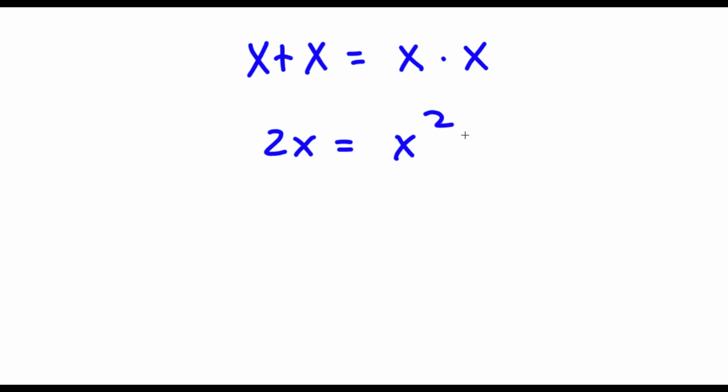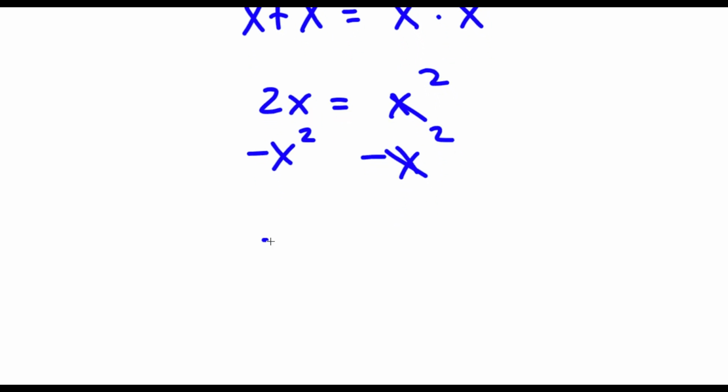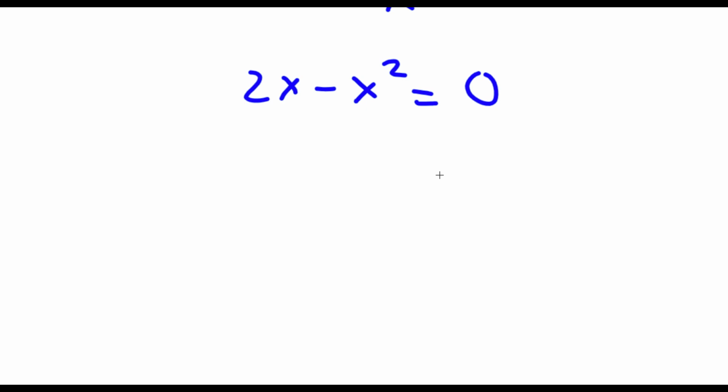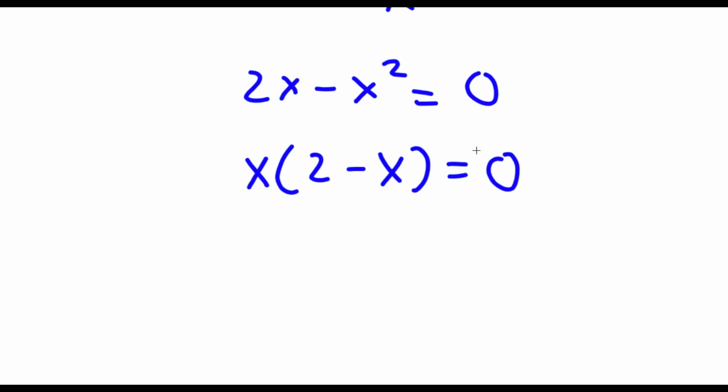So now I'm going to go ahead and subtract x squared on both sides. So now these two are going to cancel out, and now I'm going to be left with 2x minus x squared is equal to 0. Now, if I factor out x from here, I get x times 2 minus x is equal to 0.